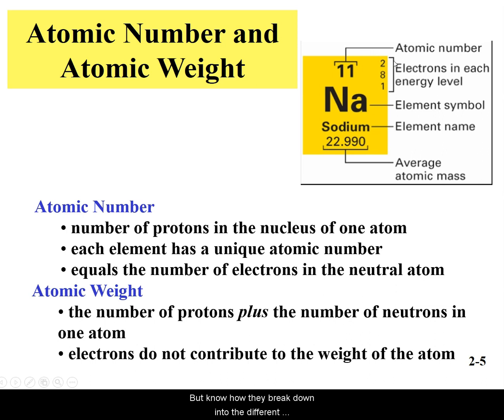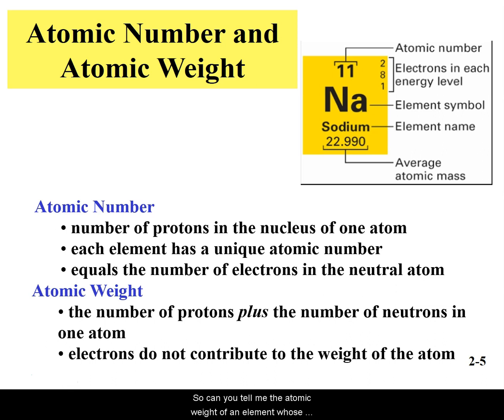But know how they break down into the different energy levels or shells or orbits. 2 is full in the first energy shell or orbit. Then the next bit of electrons goes to the second level, which is full at 8, and then the third level, you have a single electron in that third level. Again, that makes it very, very volatile.